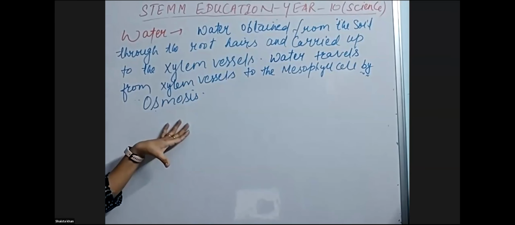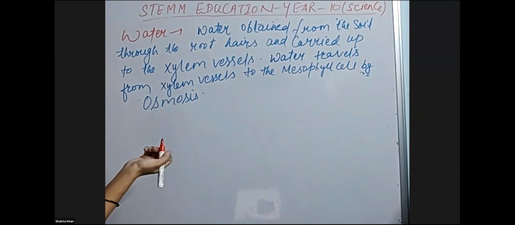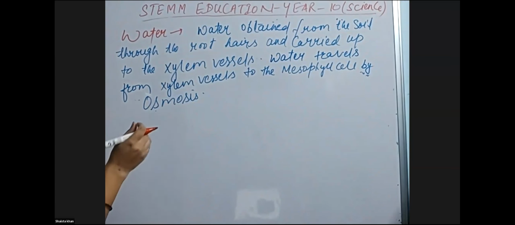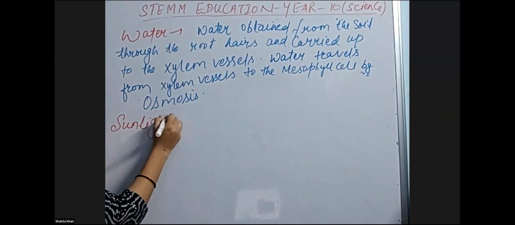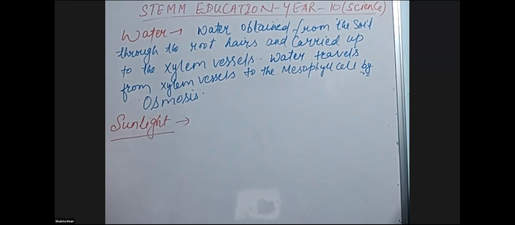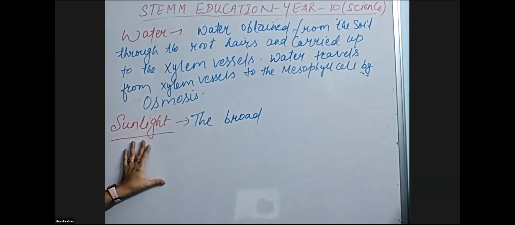You want to write it? Take it right. The next is what? Next adaptive feature. The next adaptation is what? Like sunlight. Are you writing? Miss, I took a screenshot this time. All right, fine. So next is what? Next is sunlight.